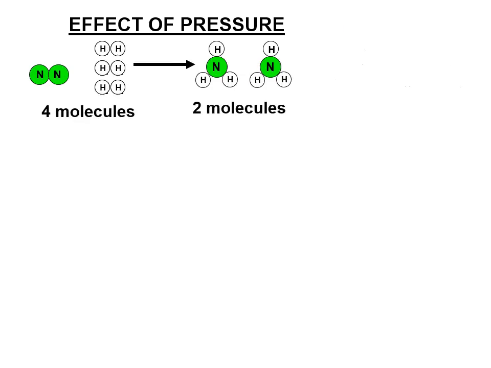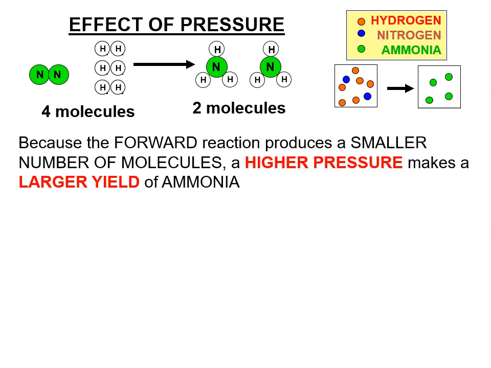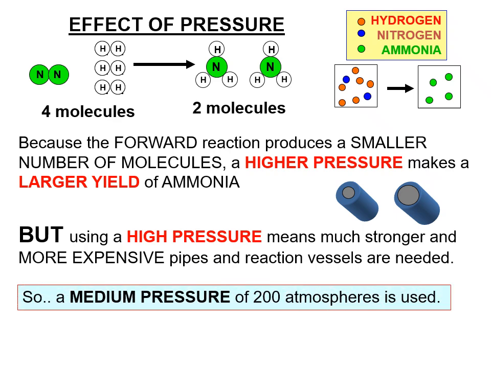Effect of pressure. So remember, if you increase the pressure, it favors the side with the fewest moles. So if you increase the pressure, it will favor the right hand side. Because the forward reaction produces a smaller number of molecules, a higher pressure makes a larger yield of ammonia. But using high pressure is expensive and much stronger materials are needed. So we can't use that. We're going to use a compromise. A medium pressure of 200 atmospheres is used.